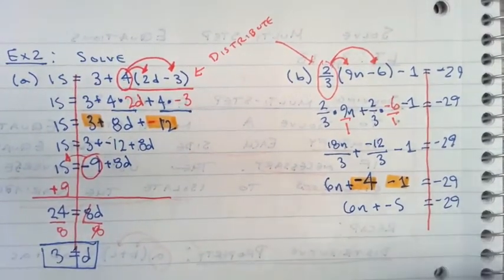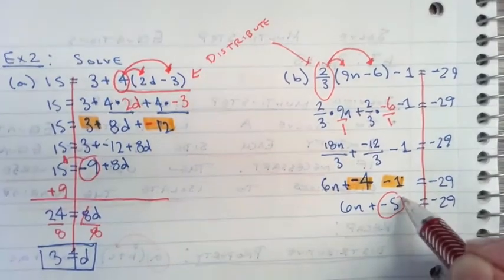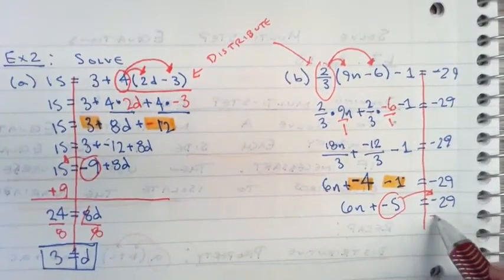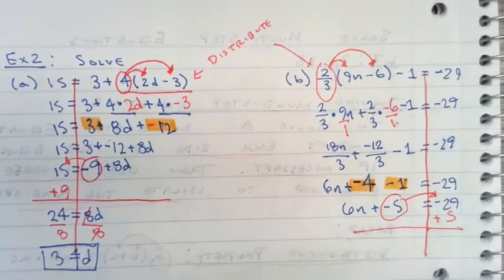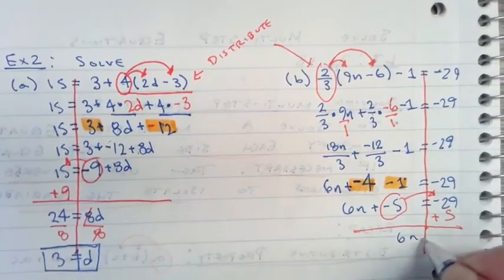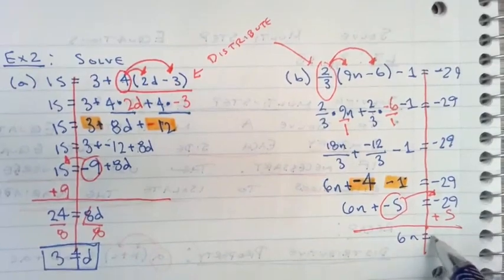Then from there, we're going to bring the negative 5 to the other side. You're going to put plus 5 because remember, it becomes the opposite. And now, as you'll notice, you're going to get 6n equals negative 29 plus 5, that's negative 24.